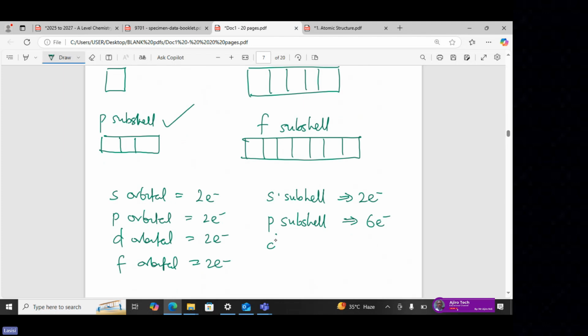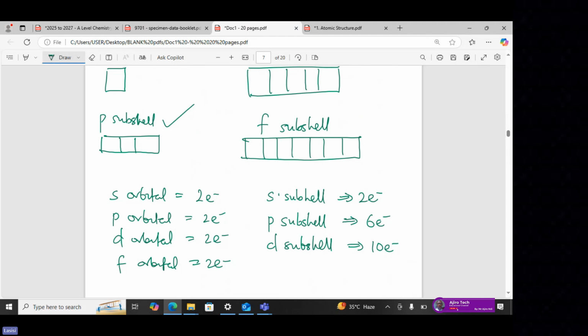Now, this D subshell, how many orbitals can it hold? 5. So how many electrons can it hold together? 10 electrons. So don't mix up the word subshell and orbital. You'll be wrong. You'll be far from the answer. You must be conscious to use the right word.